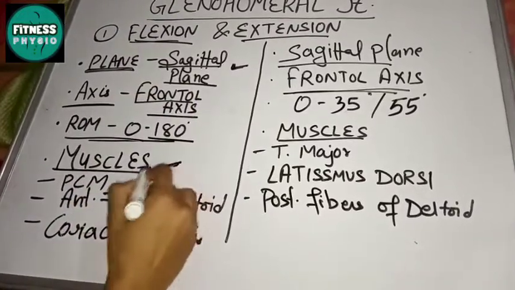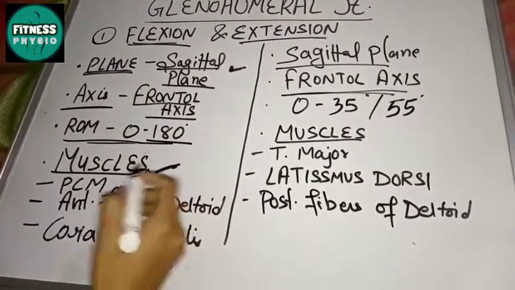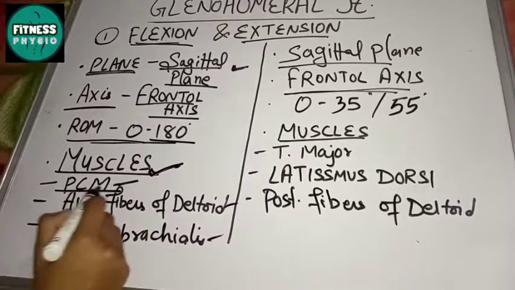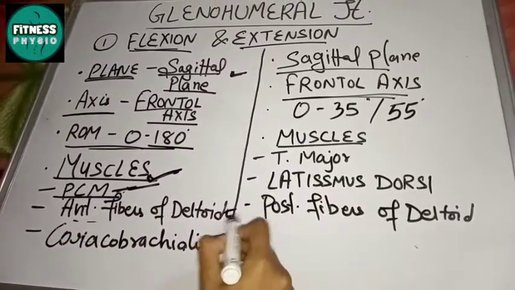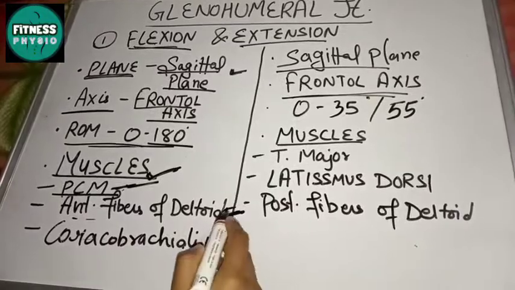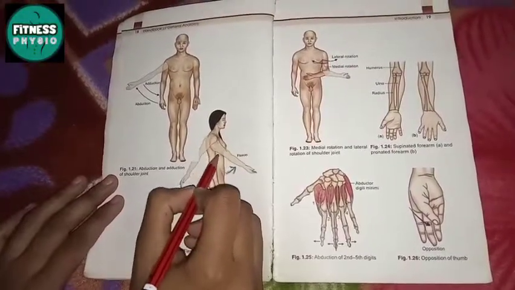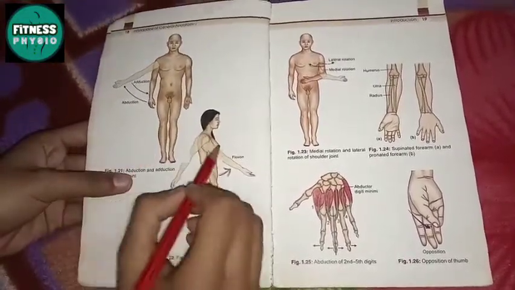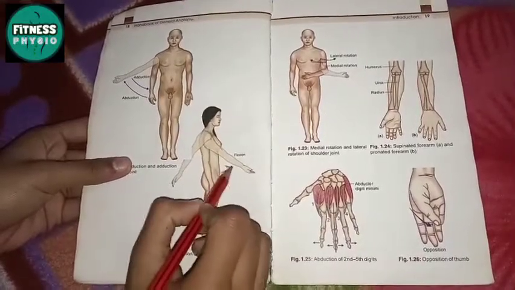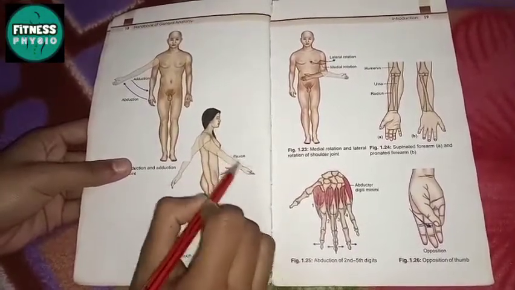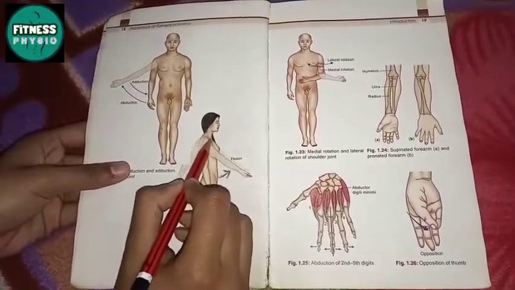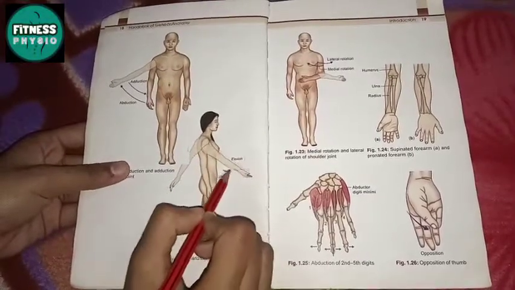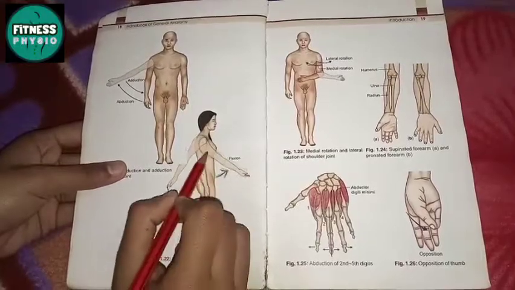Now the muscles which help in doing flexion. There are three major muscles: the PCM, pectoralis major, the anterior fiber of deltoid, and coracobrachialis. The head of the humerus is convex and it articulates with the concave part of the glenoid fossa. In flexion, rolling is occurring in the anterior direction, but the head of the humerus is gliding posteriorly. This is about flexion.